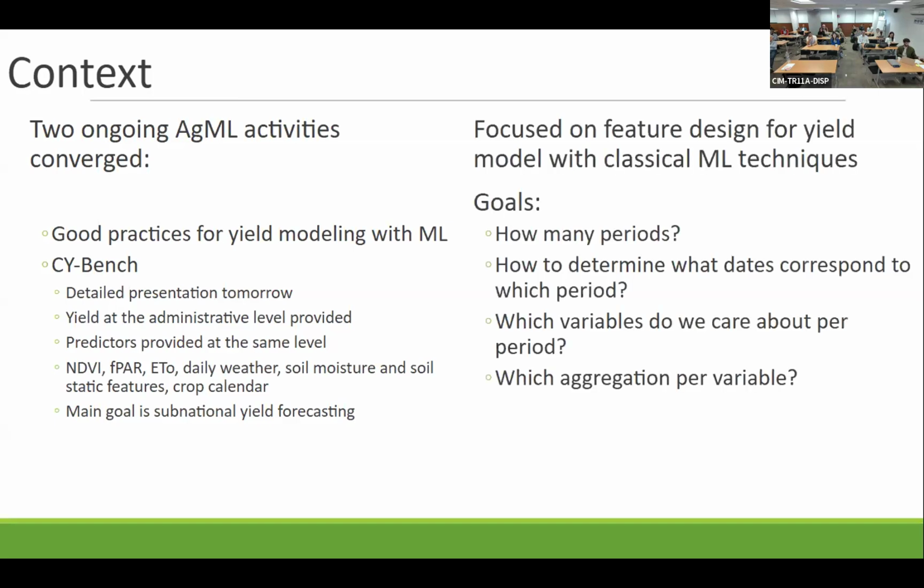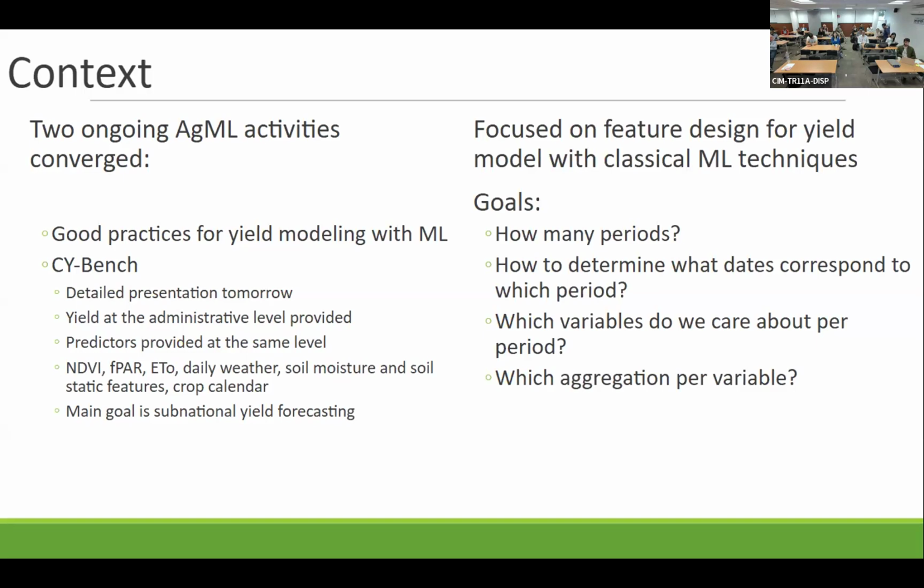But what we did was to focus on an aspect that should also have some attention paid. That is how to design the features that are going to the yield models. In particular, we have time series of the weather, and we want to pick one value that's going to be representative of that time series.